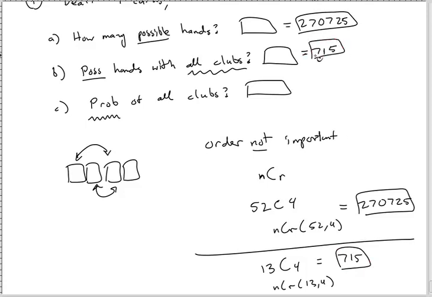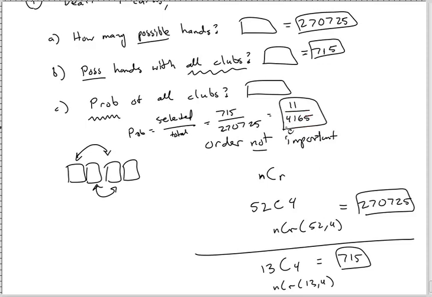Cool. All right, and then it says, what's the probability of all clubs? Now, probability is different. This is the selected over total. And in this particular case, it's kind of funny because we have a selected and we have a total. It's like the problem was trying to set us up for that. So I want to divide them real quick in my calculator. I'm just using a basic scientific calculator here. I got 11 over 4165, and they did want the fraction on this one.